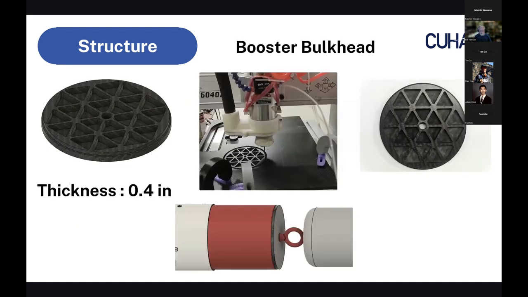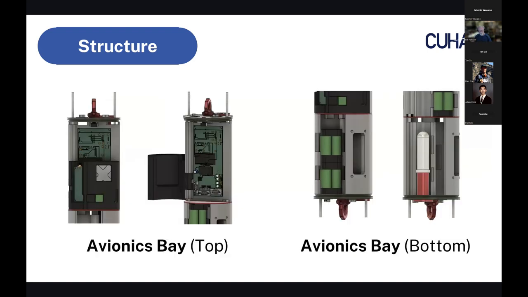Okay, quick question. Let's go back to your avionics bay. What material are you using to 3D print your avionics sled? We use ABS plastic. Oh, ABS. Okay, good, that obviates a lot of the questions.